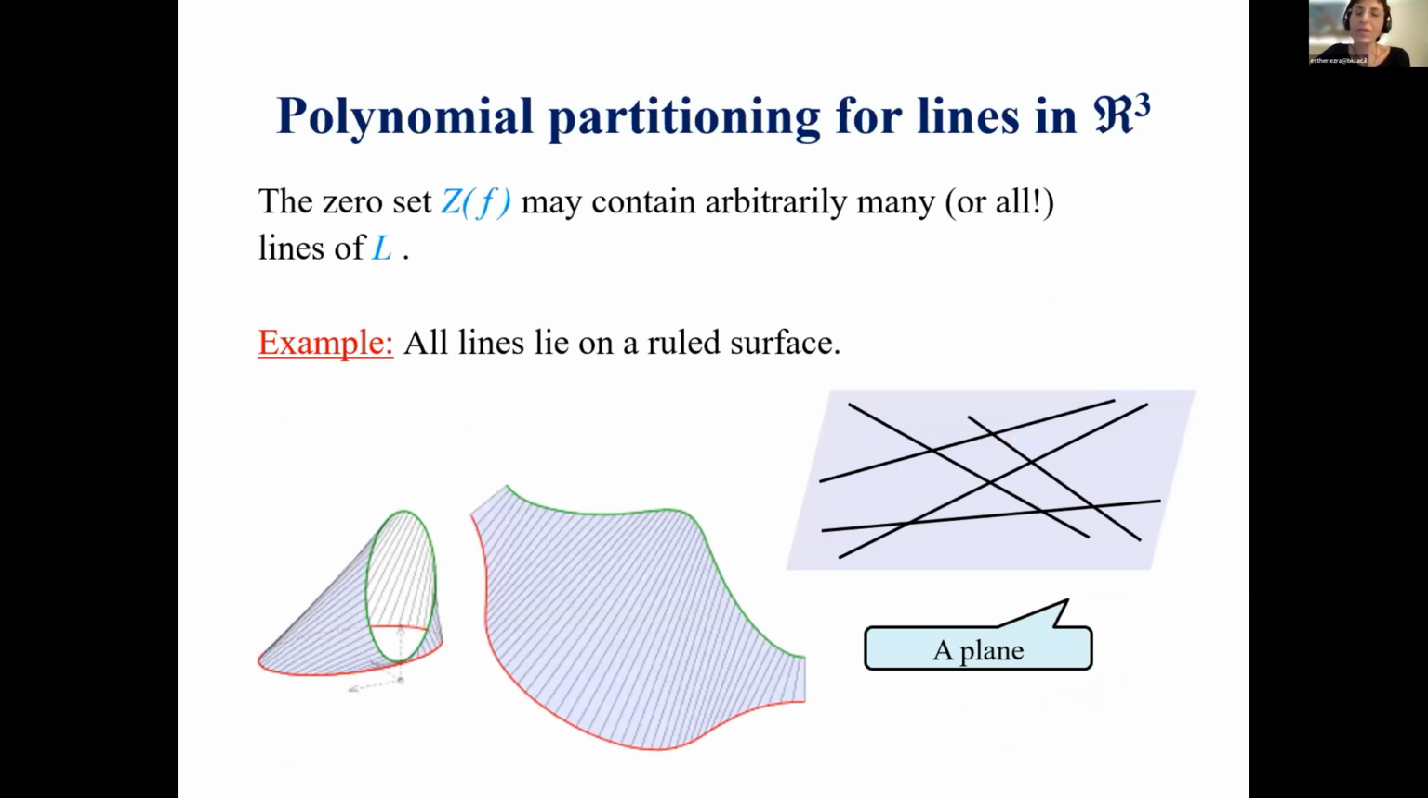One issue in the polynomial partitioning theorem is that it does not give us, at least not directly, a bound on the number of lines that lie on the zero set. So in principle, the zero set may contain arbitrarily many lines or even all the lines. And this can happen when the zero set is a ruled surface, a surface ruled by lines. So these are 2 pictures demonstrating singly ruled surfaces. The plane is infinitely ruled by lines.